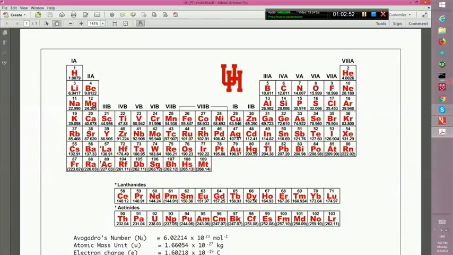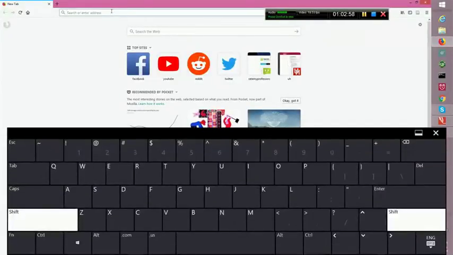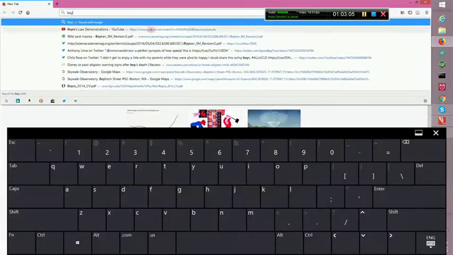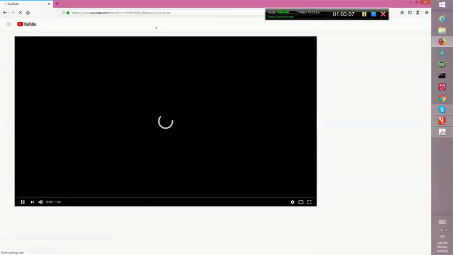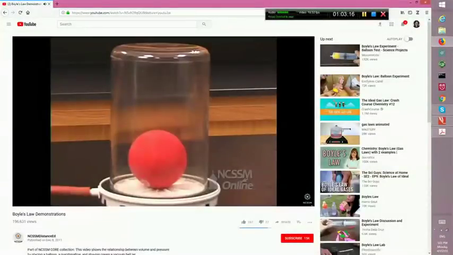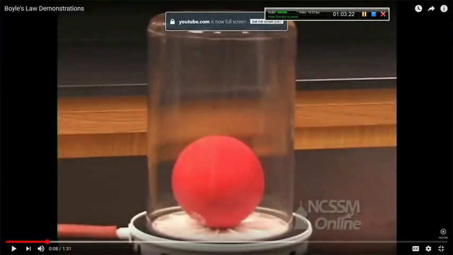And I should have pulled these up before class. I hope that I can find them quickly. All right, so Boyle's law demonstration. All right, so what they're going to do here is they have, and a lot of gas law demonstrations are done with balloons. For some reason, not letting me maximize this.